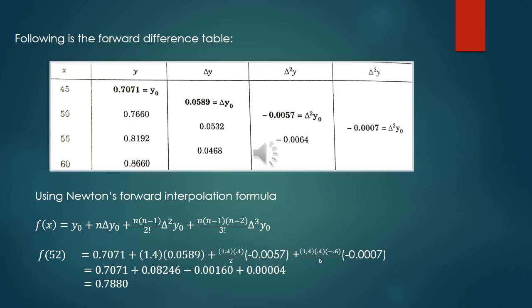y0 is equal to 0.7071 plus n, we got it as 1.4, into del y0, the value is 0.0589, plus n 1.4, n minus 1 is 0.4, by 2 factorial, that is 2, del square y0 minus 0.0057, plus n 1.4, n minus 1 0.4, n minus 2 minus 0.6 by 6 into del raised to 3 minus 0.007. Calculating these values, we got 0.7880.